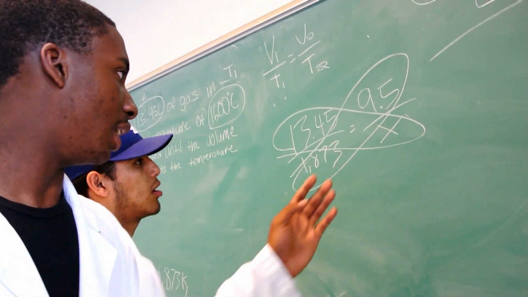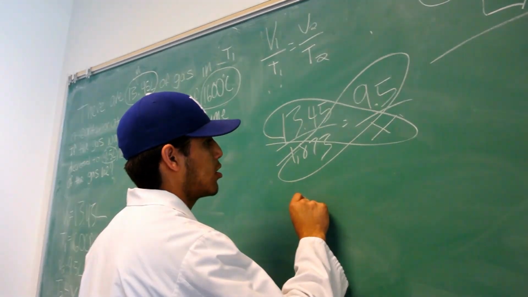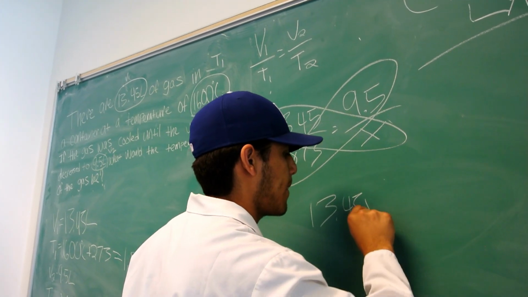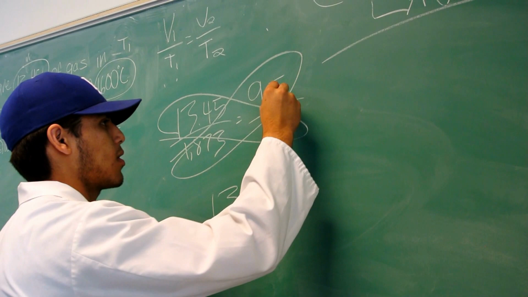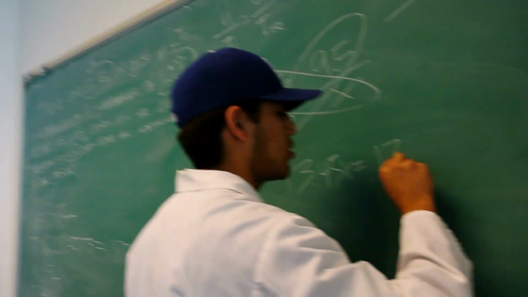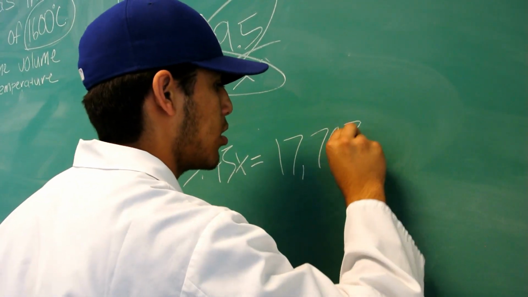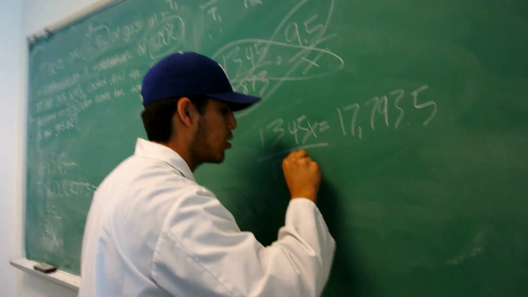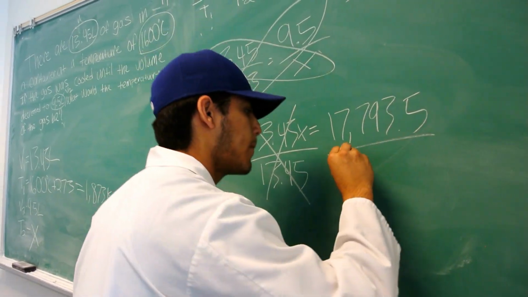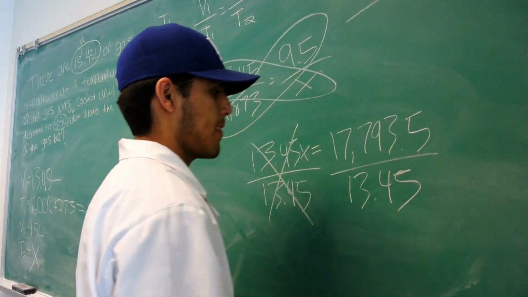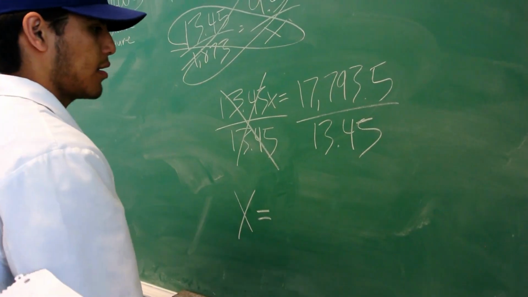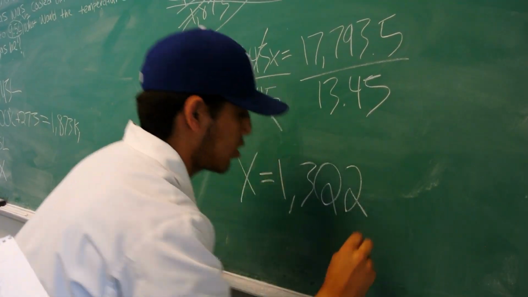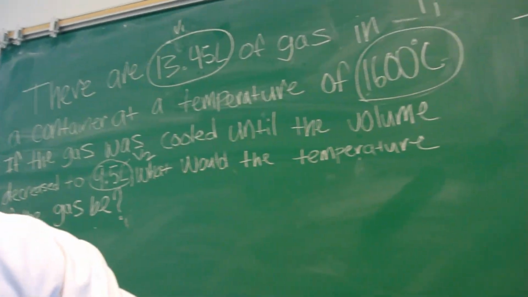So first, on the right side, put 13.45x equals 17,793.5. And you basically just solve, which you would divide by 13.45, which will cancel out the 13.45x. And your answer for this equation will be 1,322.93. And since this is temperature, it will be in Kelvin.